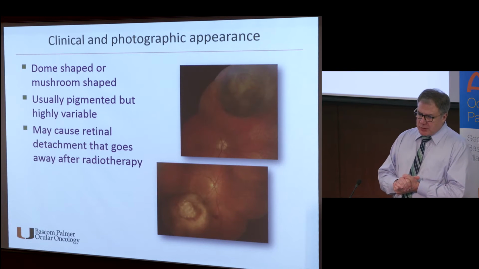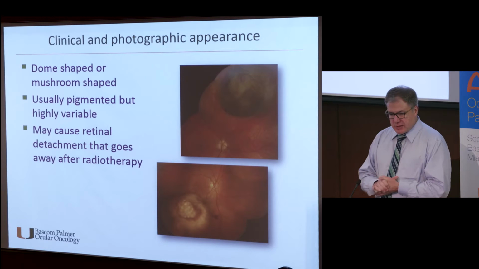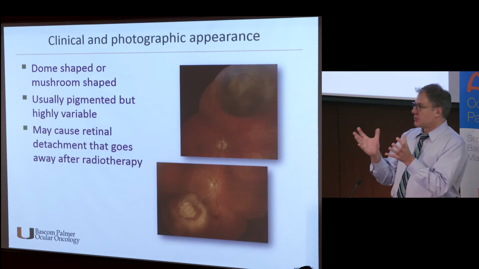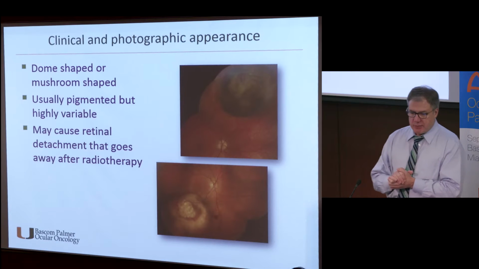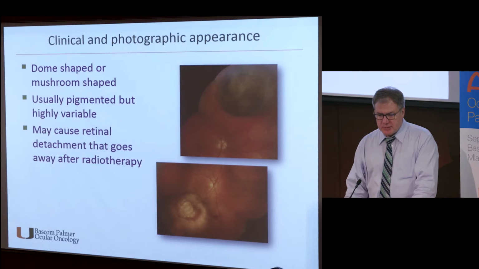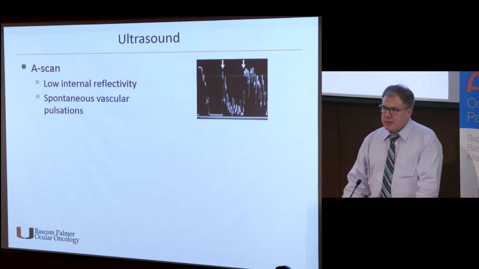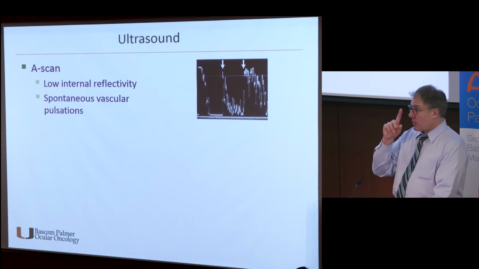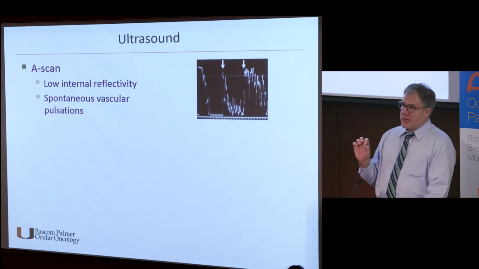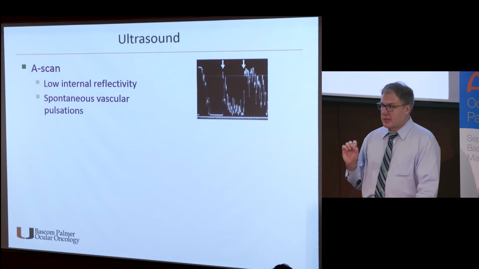And so we look for things like the pigmentation, like you see here. If it has a mushroom shape, that is really pretty characteristic of a melanoma. And there are other features, like it can cause a retinal detachment and things like that. The ultrasound is really, really important for a number of reasons. First of all, it kind of cinches the diagnosis in a lot of cases.